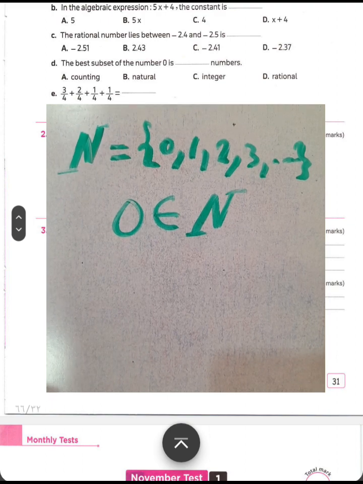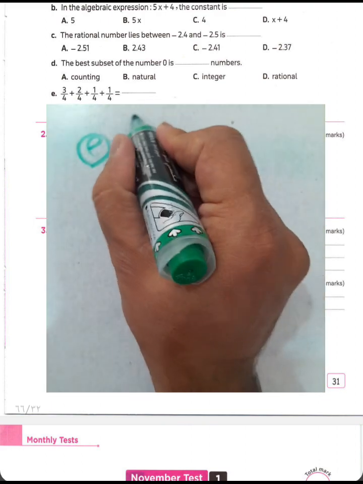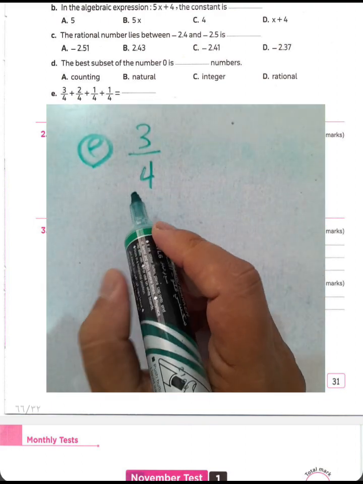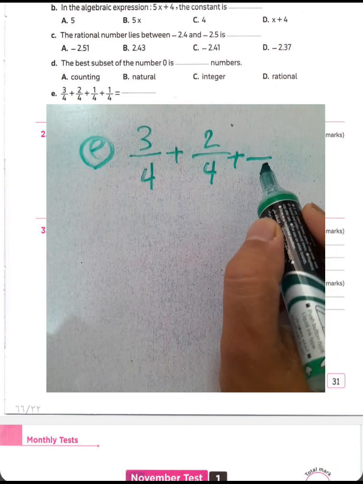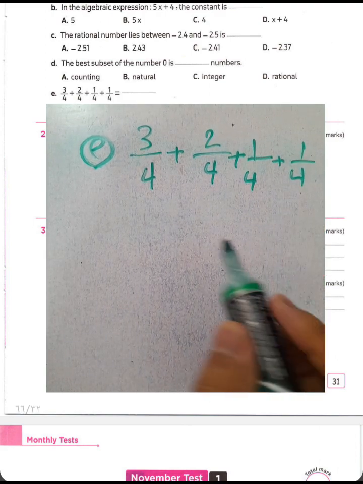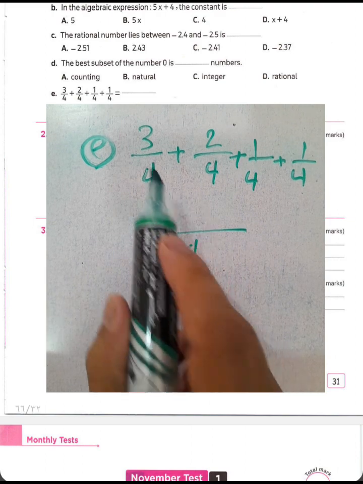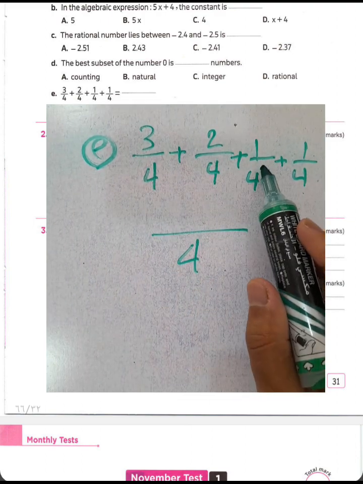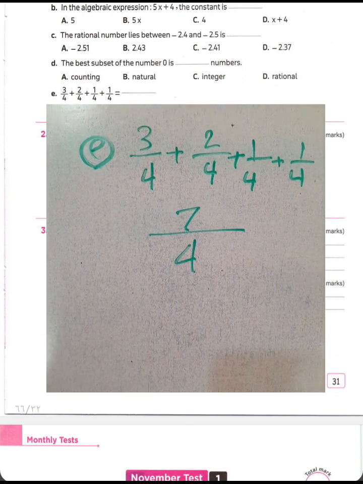Question E. 3 over 4 plus 2 over 4 plus 1 over 4 plus 1 over 4. We can add all the fractions by writing 4 in the denominator. 3 plus 2 equals 5. 5 plus 1 equals 6. 6 plus 1 equals 7. It will be 7 over 4.